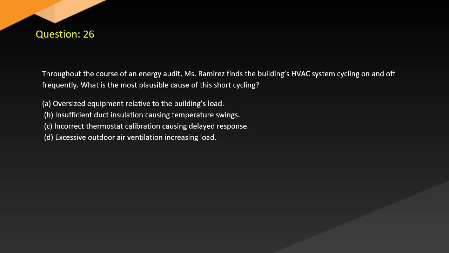Question 26. Throughout the course of an energy audit, Ramirez finds the building's HVAC system cycling on and off frequently. What is the most plausible cause of this short cycling? A. Oversized equipment relative to the building's load. B. Insufficient duct insulation causing temperature swings. C. Incorrect thermostat calibration causing delayed response. D. Excessive outdoor air ventilation increasing load.